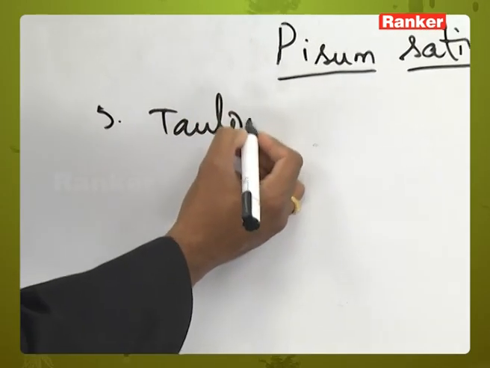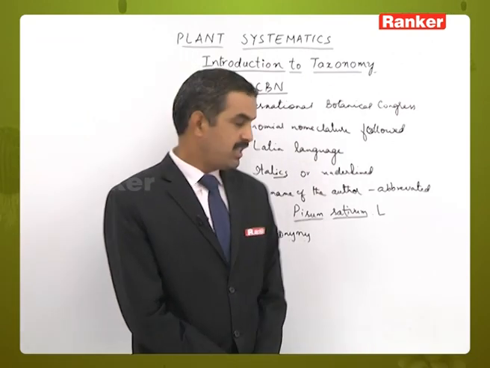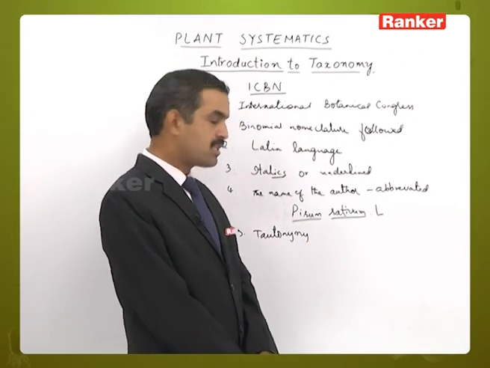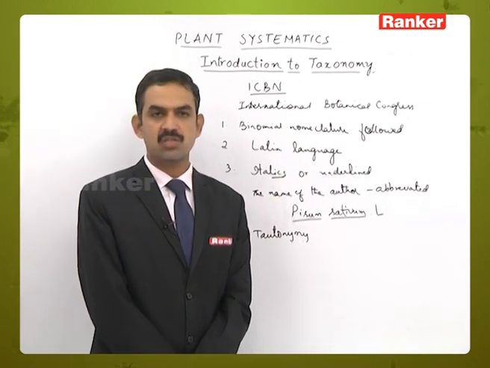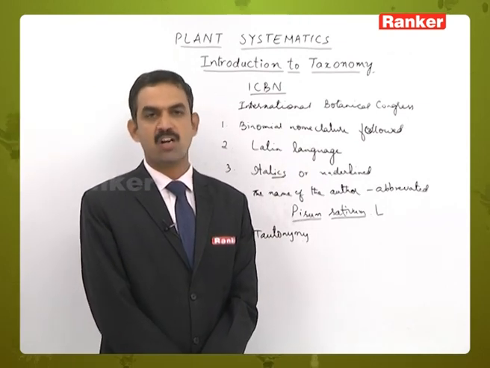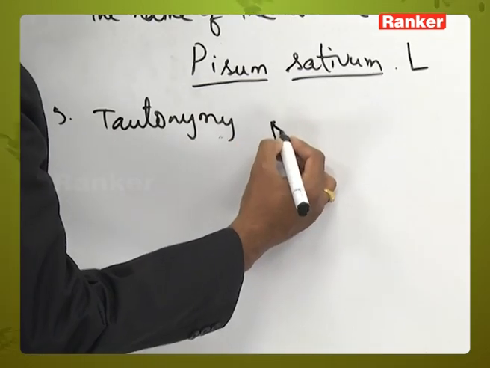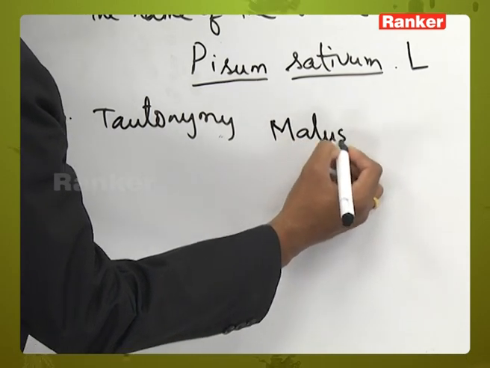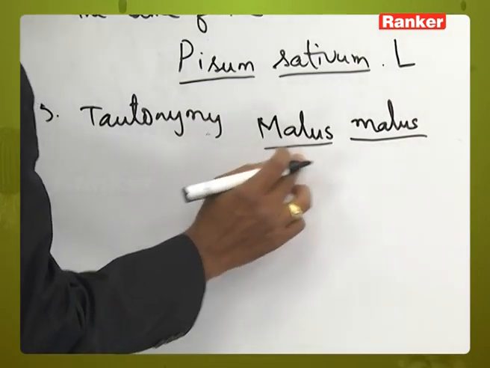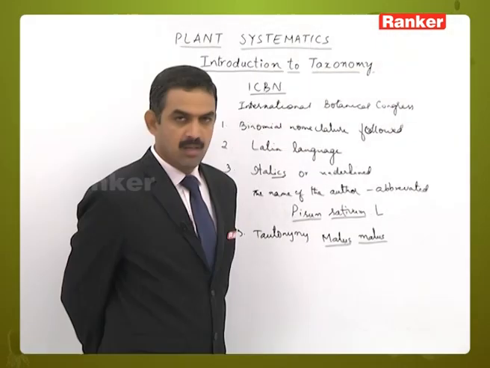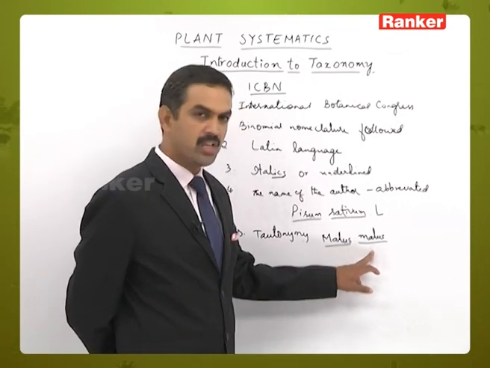Then, what is tautonymy? Actually here if you see this name, the genus name is different and the species name is different. But tautonymy means there are some plants in which the genus name and species name are represented with the same word. Let's take an example of the apple plant. Initially it was called Malus malus. In this, the first word represents the genus, the second word represents the species. But according to the ICBN rules, we call this tautonymy.